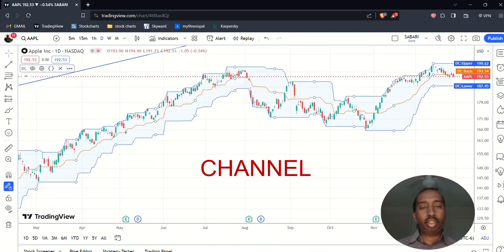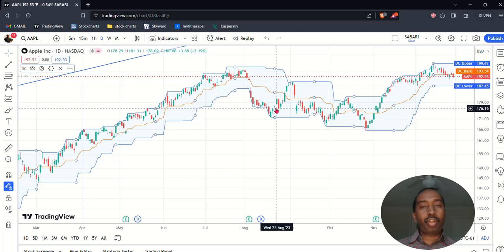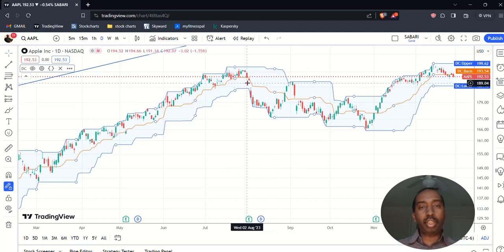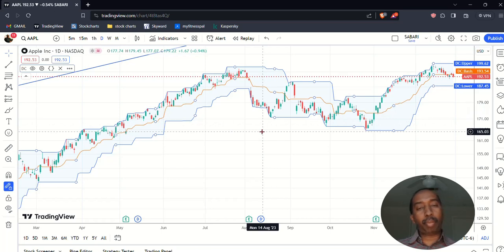Channel. Right now what we are seeing is the Donchian channel. The Donchian channel encompasses the price action. A buy signal happens when the price crosses the highs for the past 4 weeks, and the sell signal happens when price crosses the lowest for the past 4 weeks. The Donchian channel is mostly applicable for the commodity market, where price tends to trend.